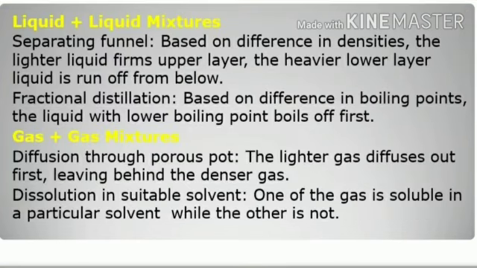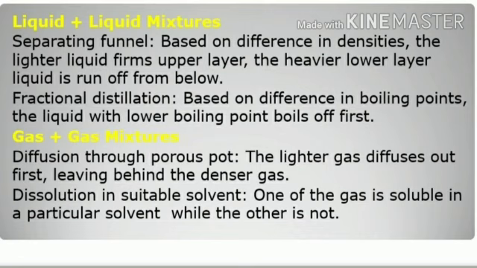Liquid-liquid mixture. The techniques of separation are using the separating funnel and fractional distillation. Now, based on the difference in densities, the lighter liquid forms the upper layer, and the heavier lower liquid is run off from below. Example, oil plus water. And the method of fractional distillation is followed depending on the difference in boiling points. The liquid with the lower boiling point boils off first. Example, alcohol plus water.